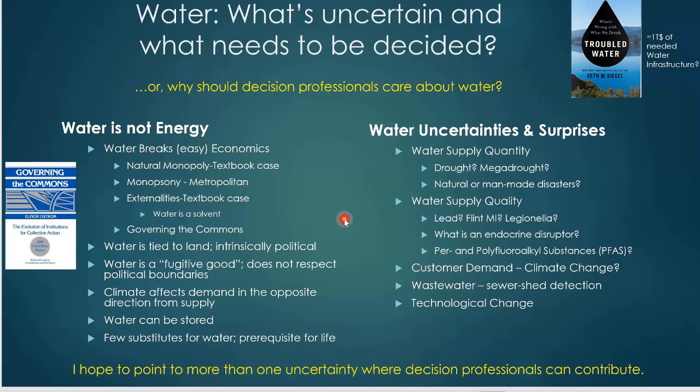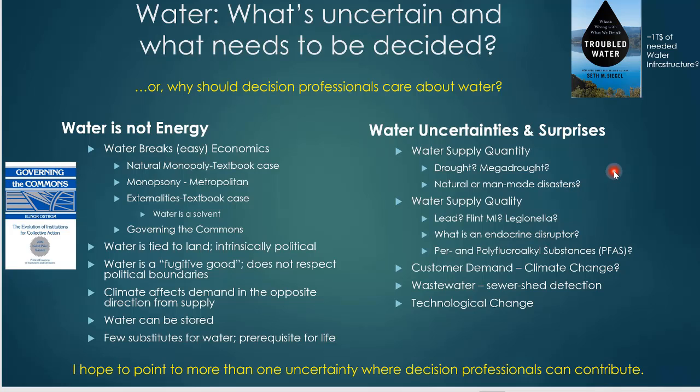Water is tied to the land, which makes it intrinsically political. I've got some maps to look at that. It also has a special label in economics as a fugitive good. It's hard to contain. It doesn't respect political boundaries. Climate also affects demand in the opposite direction from supply. Water can be stored, to an extent not true with some of the other network utility commodities. And there are few substitutes for water. It's a prerequisite for life, and that's going to be key to understanding some of the uncertainties.